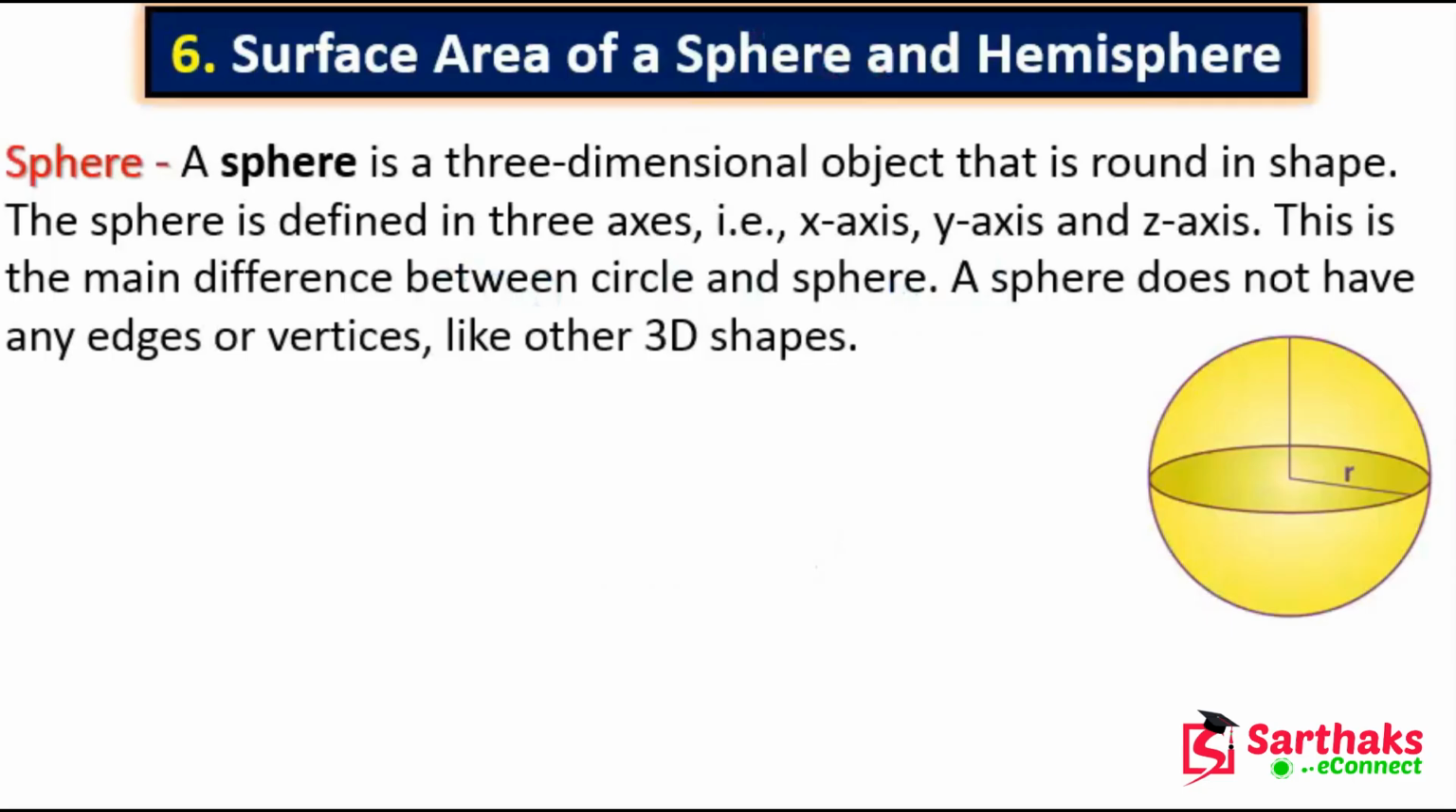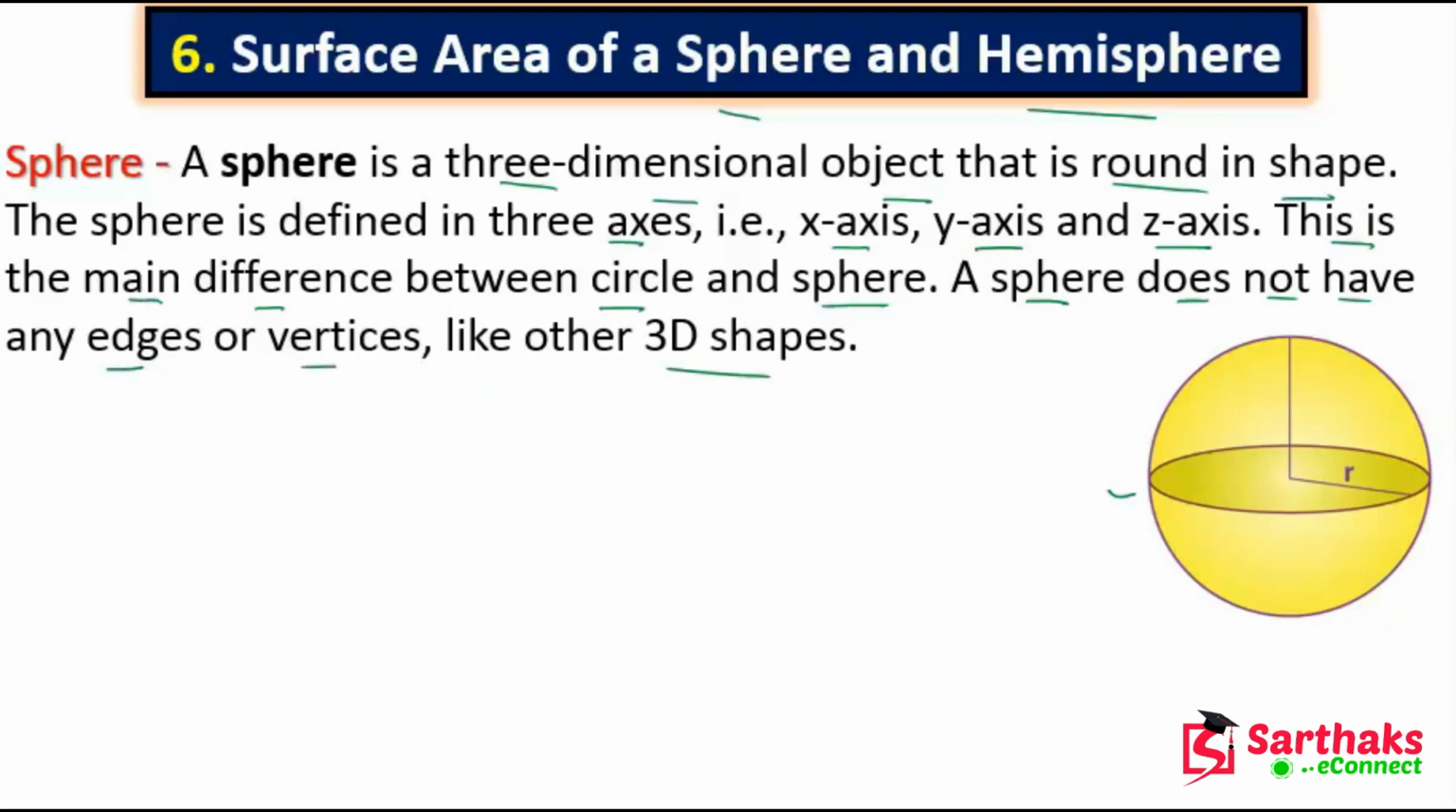Today we are going to discuss the surface area of spheres and hemispheres. Now, what is a sphere? As you can see in the figure, a sphere is a three-dimensional object that is round in shape. The sphere is defined in three axes, like the x-axis, y-axis and z-axis. This is the main difference between a circle and a sphere. A sphere does not have any edges or vertices like other 3D shapes.